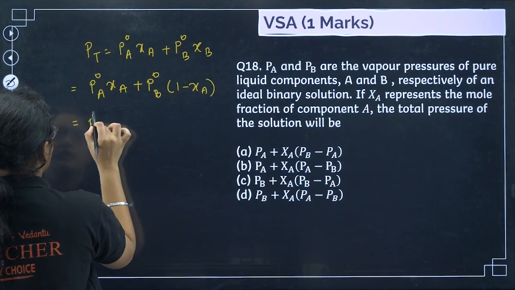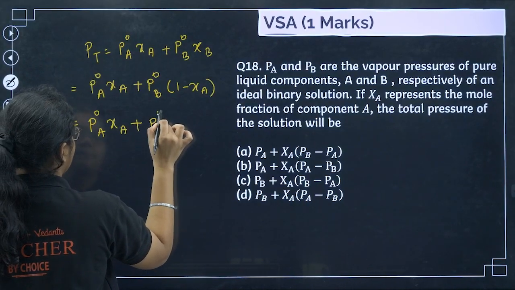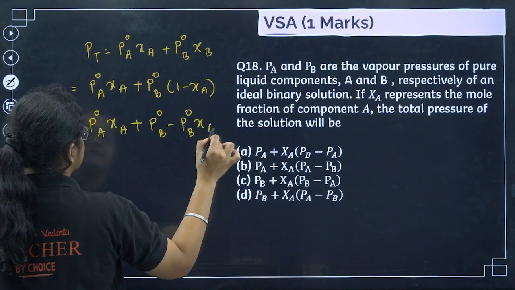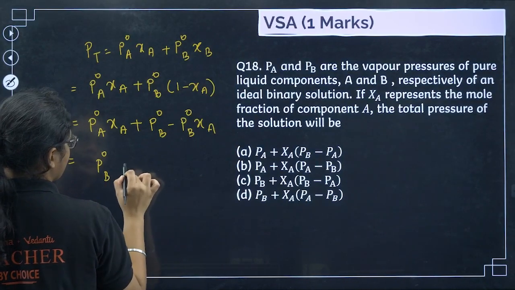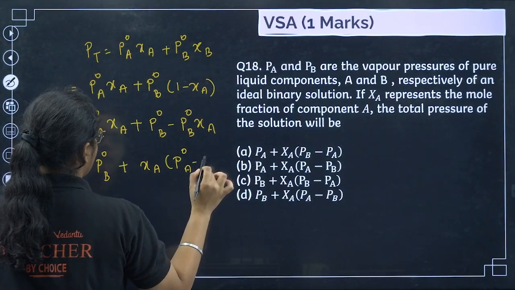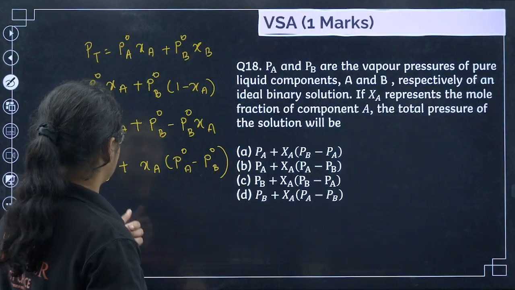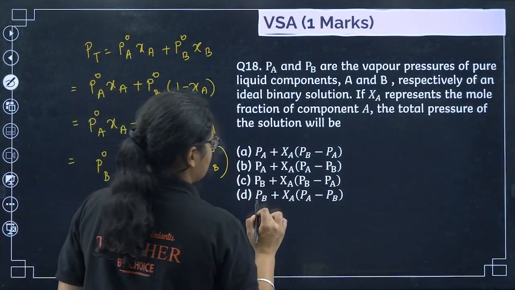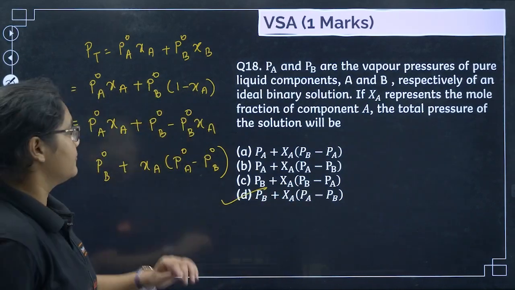So I have here P naught A XA plus P naught B minus P naught B XA. Now we will have P naught B plus XA into P naught A minus P naught B. So what I will get here is P naught B plus XA (P naught A minus P naught B), which is option number D here.